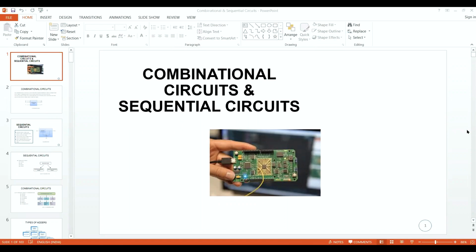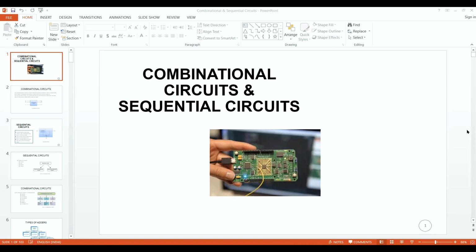We already had one video on the basics of digital electronics, and you can go to the playlist and check it out. I already shared one video on the multiplexer: how can we make a multiplexer on Tinkercad? Today we are going to talk about combinational and sequential circuits.